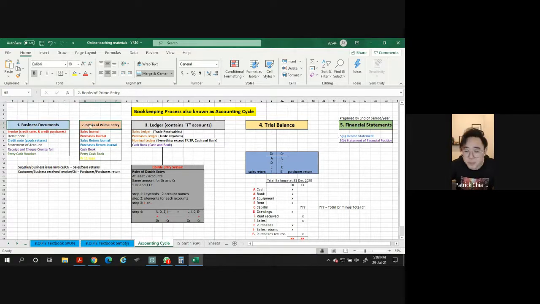Then books of prime entry, we have a total of 7. All these names are super important, guys. All the terms are really, really important. You have to remember them because they will ask you which book of prime entry to use for this one and this one.